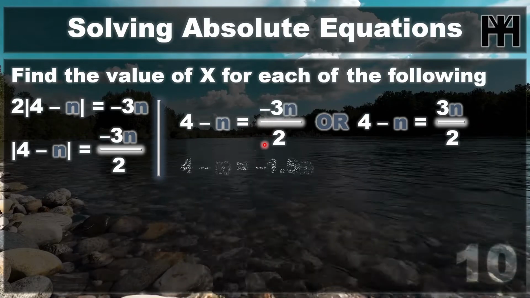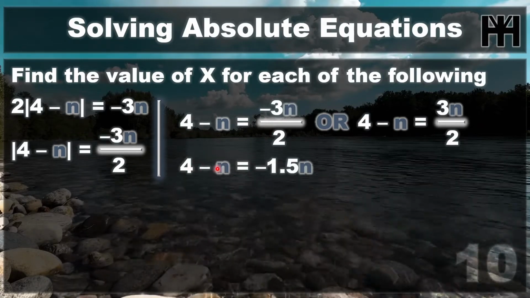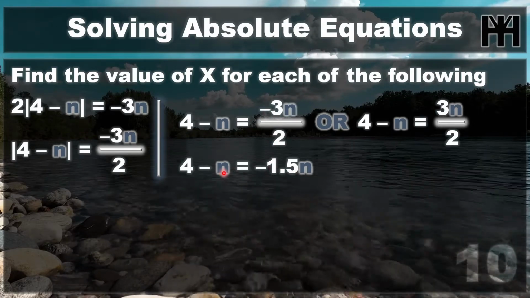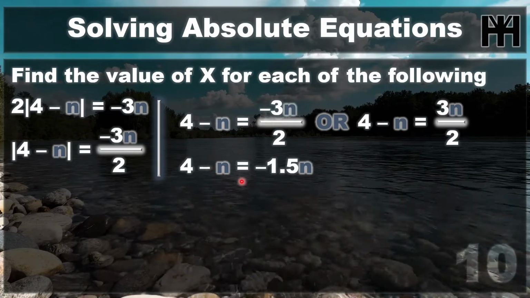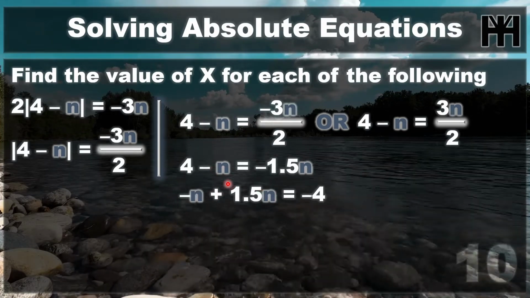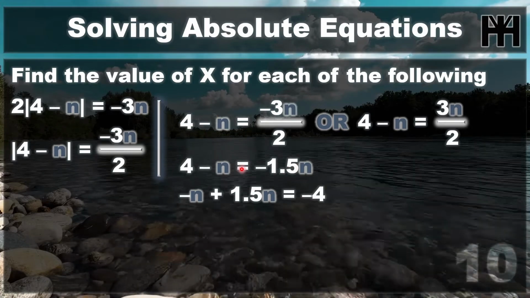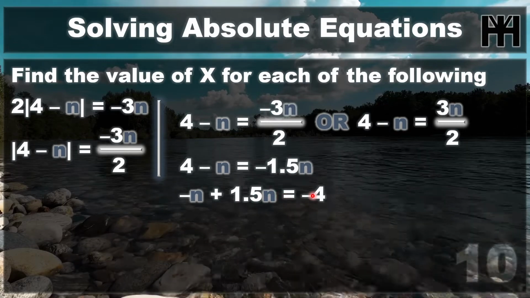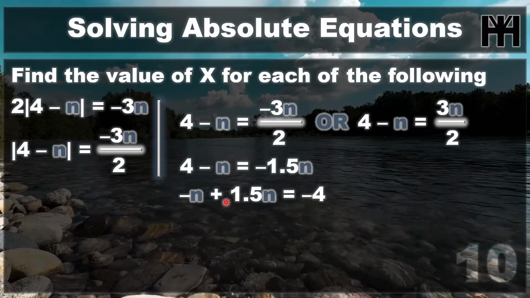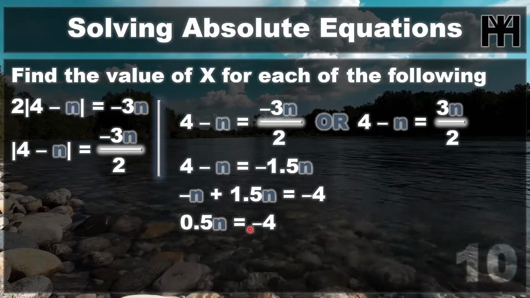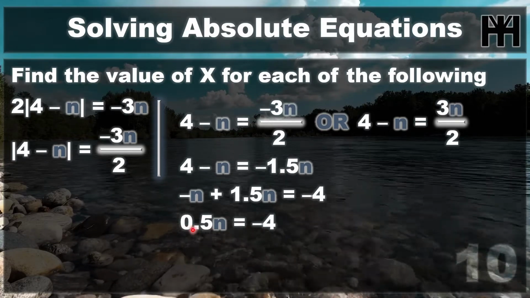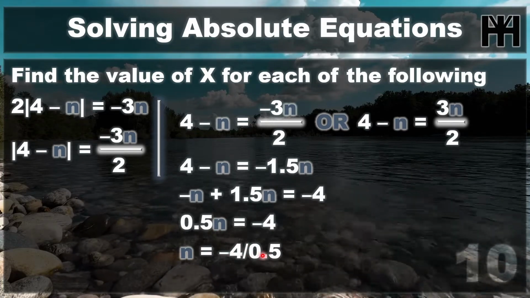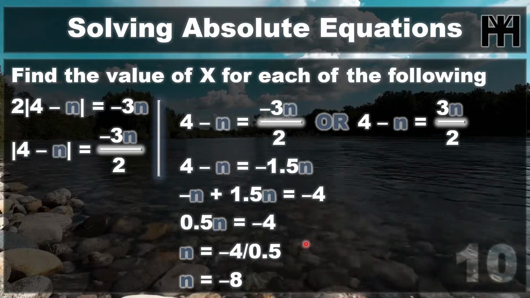So regarding the first choice, let's turn it to decimal. So it's 4 minus n equal to -1.5n, and 3 over 2 is 1.5. Then we will send the n here to the other side. Okay, send this n to the other side. So it's -n plus 1.5n equal to -4. We'll send the 4 to the other side. So then we will have 0.5n equal to -4. So we'll send the 0.5 to the other side. So it's n equal to -4 over 0.5. So n will be equal to -8.